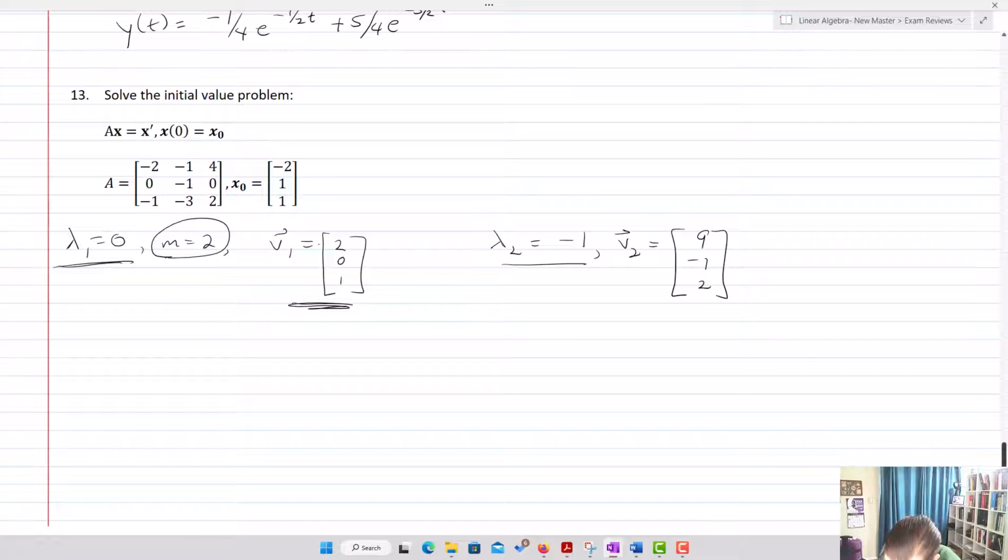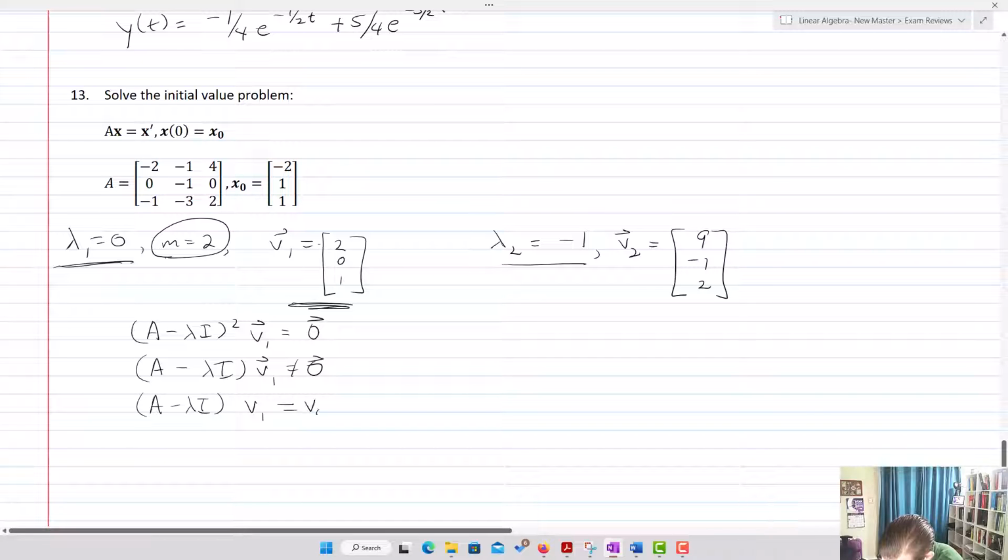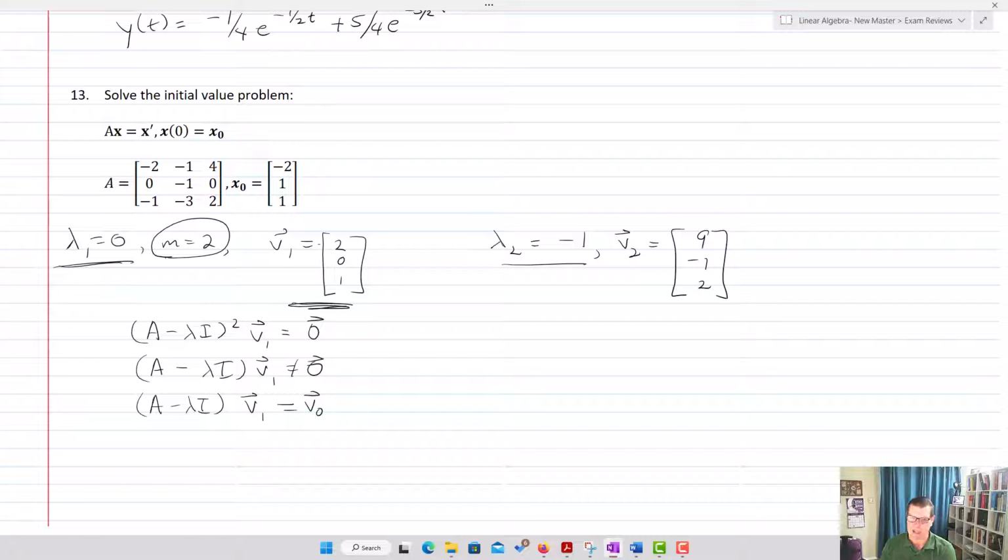So we're going to need that (A minus lambda I) squared v1 equals 0. And then (A minus lambda I) v1 cannot equal the 0 vector. We'll talk about that in just a second. And then (A minus lambda I) v1 is going to equal my v naught. All right, because I just need the single one, so that's the process that I'm going to use here. We're going to need those three things.